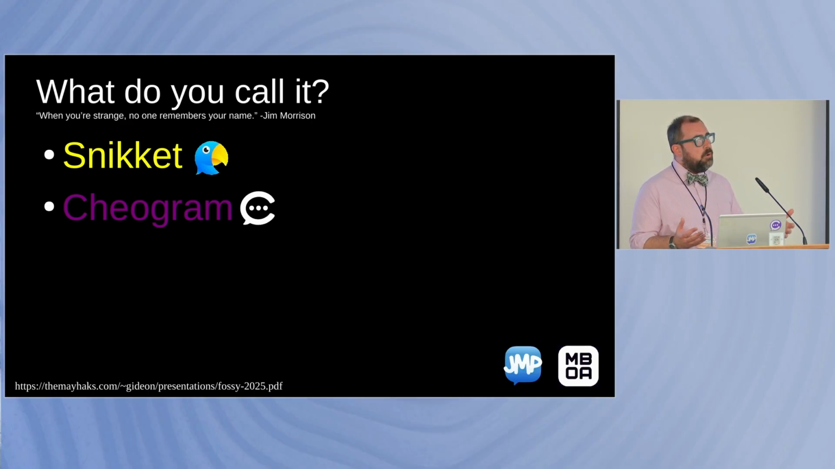So the long-term goal, and hopefully not too long-term, is to have both Snikket and Cheogram branded apps for different use cases. Snikket being the really user-friendly, get your friends and family onto it. To have apps with those names on as many platforms as possible, so that when you search for Snikket in any app store on any platform, you will find an app. And when you search for Cheogram on any app store on any platform, you will find an app. That's the long-term goal there.